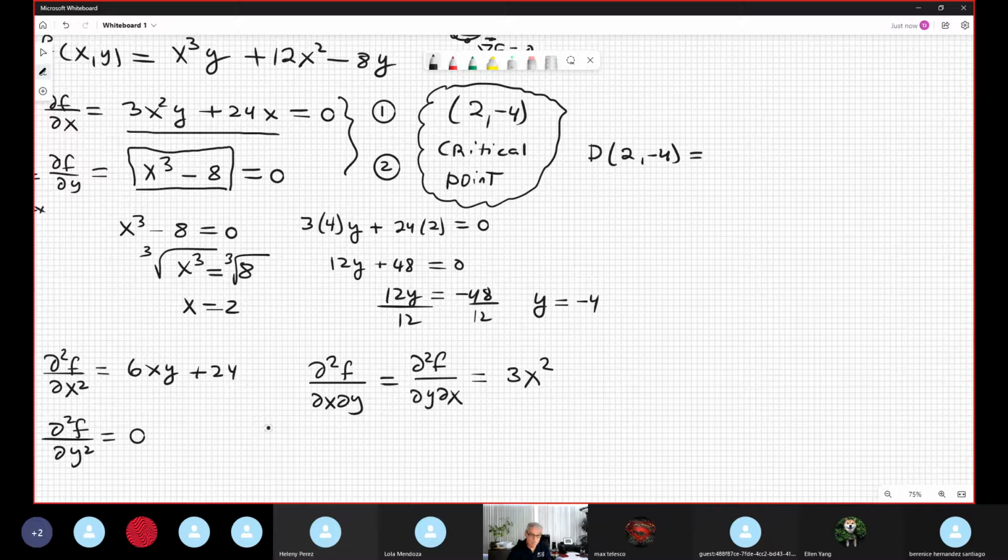So, plugging in. You can plug it in directly one by one here. It's 6 times 2 times negative 4 plus 24, no? This is negative 24, yeah.